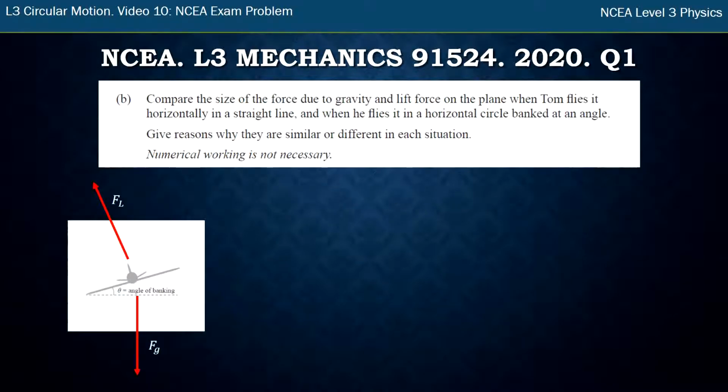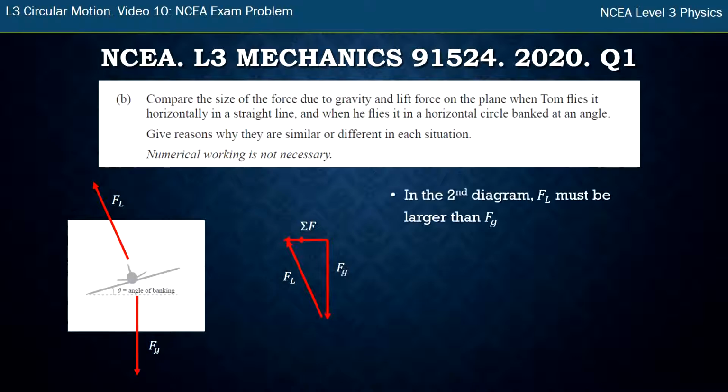The second diagram I've redrawn here. It's going to be easier for me to talk about it once I've got my vector addition diagram, so I'm going to draw that in now. The important thing is that I have a horizontal total force towards the center of the circle. So the plane will bank and turn in a circle, and that force at the top there, the total force, points towards the center. And so you can see that my lift force has to be bigger than my gravity force, because it has to cancel out the gravity force plus also give it some sideways motion.